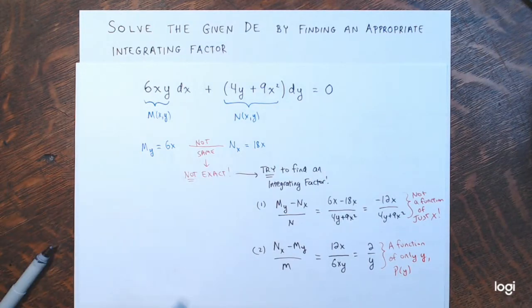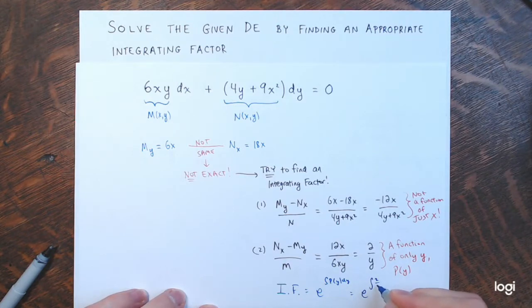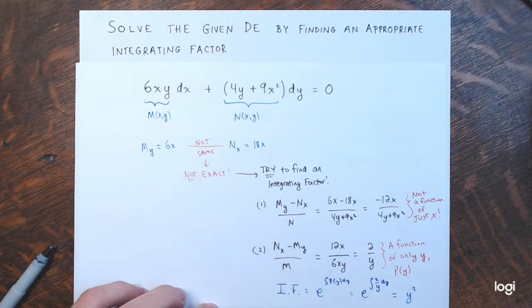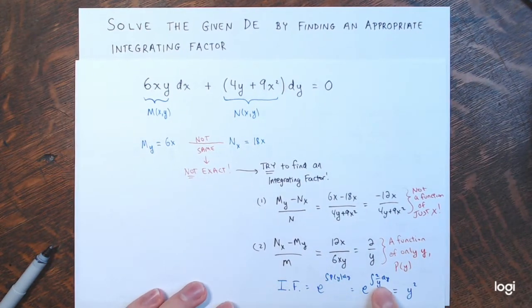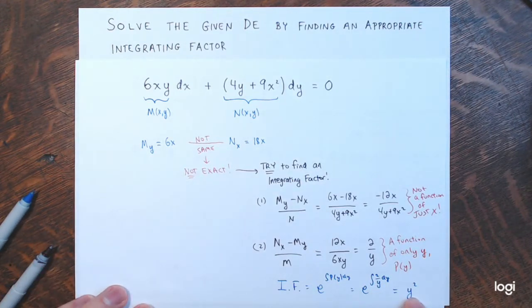All right, so then this integrating factor is, remember, just e to the integral of P of y dy. So e to the integral of 2 over y dy, which I'm hoping you can see would just be y squared, because this is 2 times the natural log of y, which would be equivalent to the natural log of y squared, and e to the natural log of y squared would be y squared. All right, so I'm going to take this integrating factor y squared and multiply both sides of the equation by y squared. Let's see what that looks like when I do that.